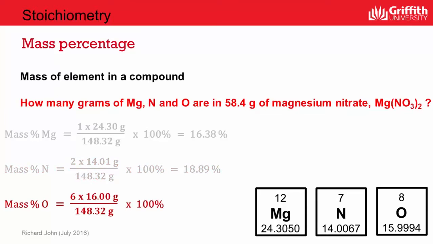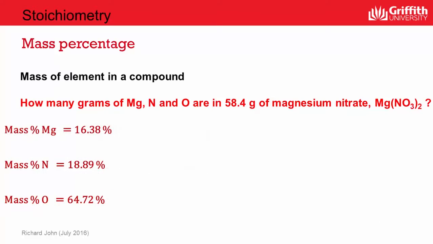Finally, the percentage mass for oxygen is the contribution from oxygen, the 6 times the 16, divided by the total molar mass there, 148.32, and we get 64.72%. So we've got our percent mass calculations for magnesium, nitrogen and oxygen.